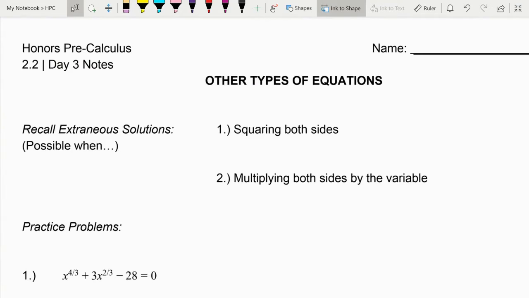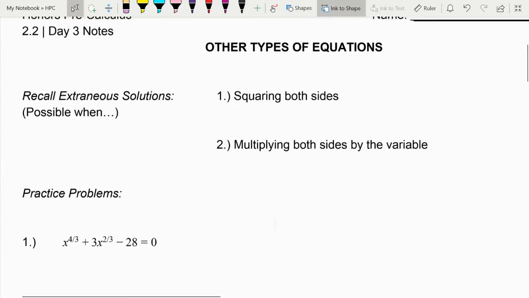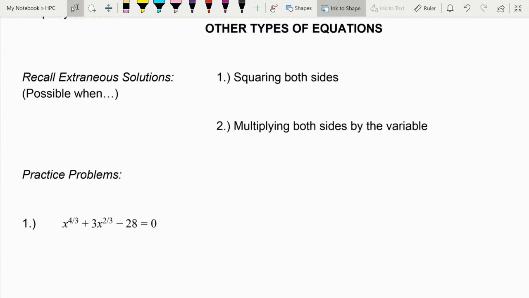Okay, so today is day 3 of chapter 2 notes, other types of equations. So remember from yesterday, we talked about extraneous solutions. Extraneous solutions are just solutions that are not actually valid for the question that we are working with.